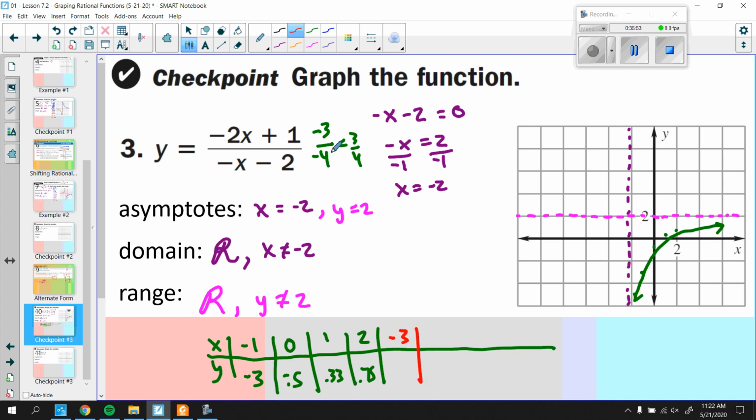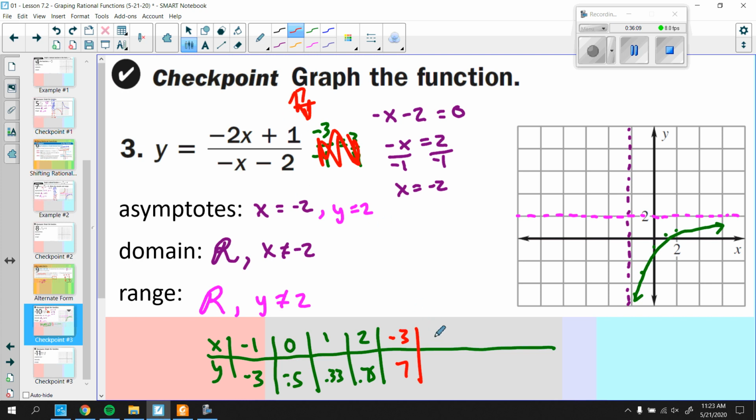-3. I'm having to switch pens all the time. -3 times -2 is 6. 6 plus 1 is 7. Opposite of -3 is 3. 3 minus 2 is 1. So 7. Let's just do them all first.